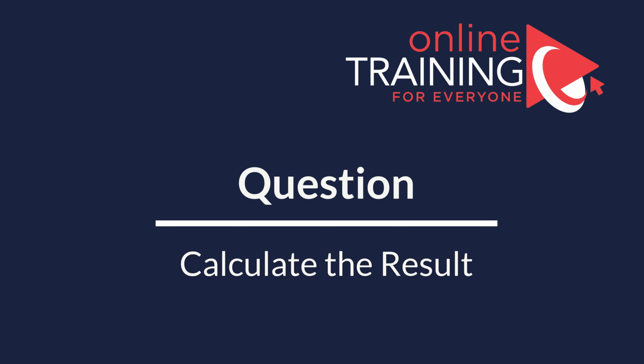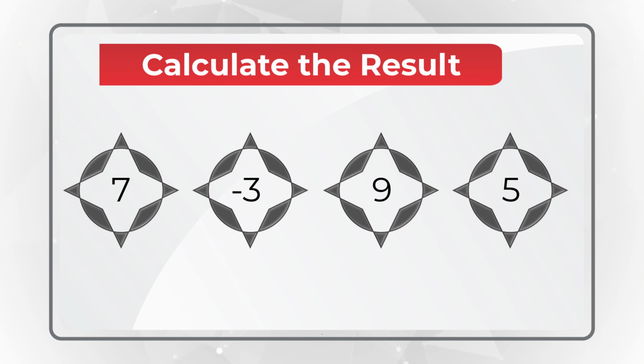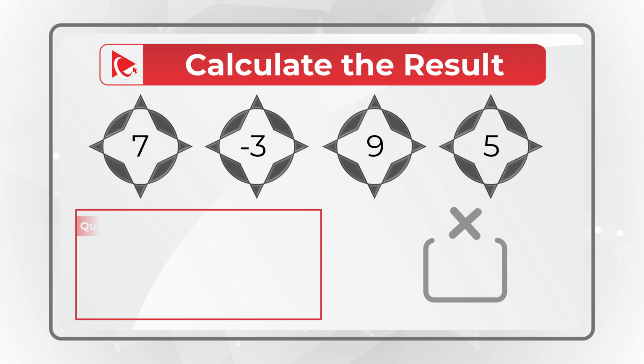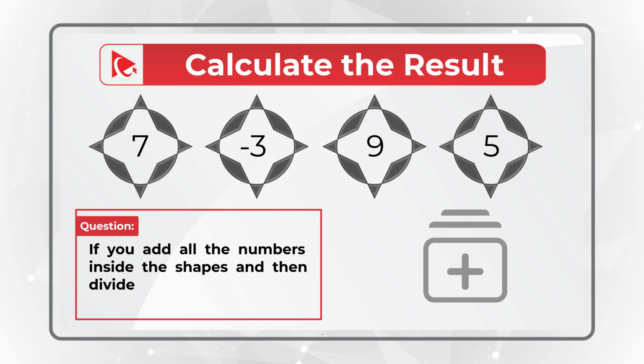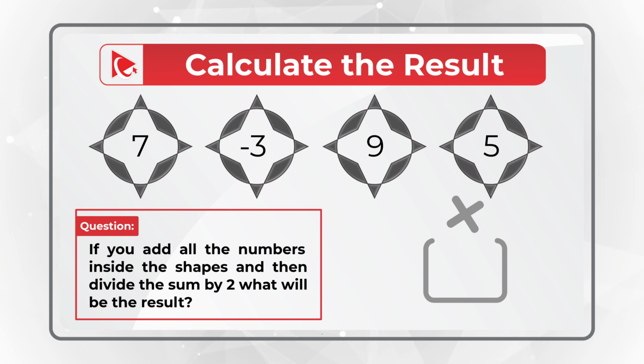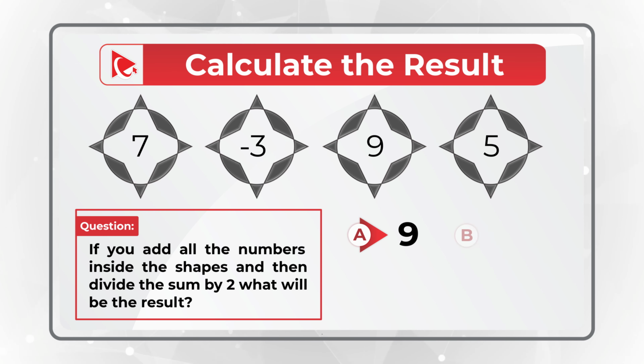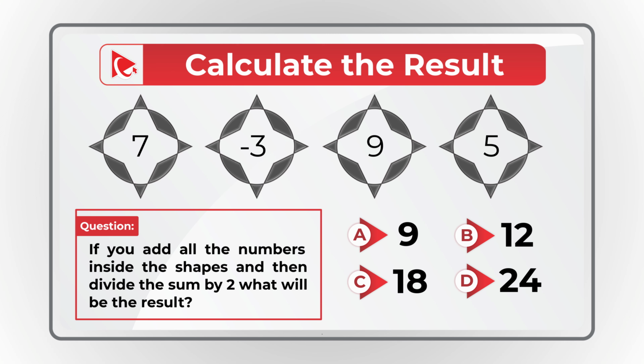Here's an amazing question to test your business math skills. You're presented with a set of numbers in the compass-like figure, and you need to add up all the numbers inside the shapes and then divide the sum by 2. You need to calculate what would be the result of this calculation, and you have 4 different choices. Choice A, 9, choice B, 12, choice C, 18, and choice D, 24. Do you see the answer?